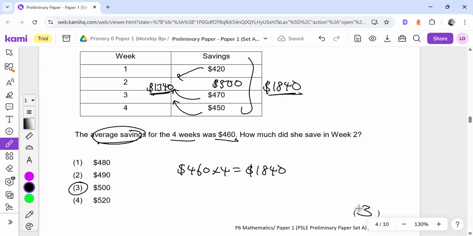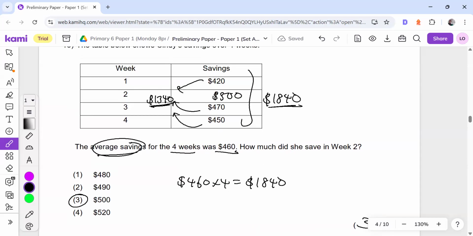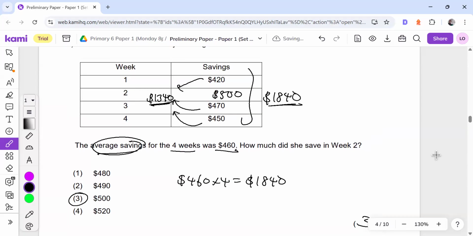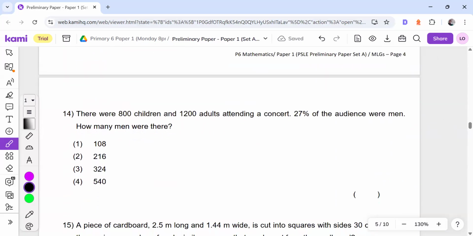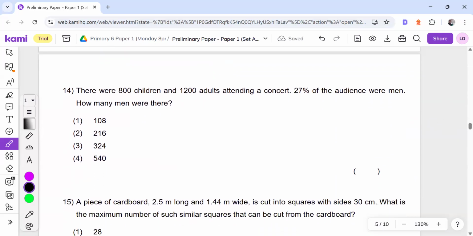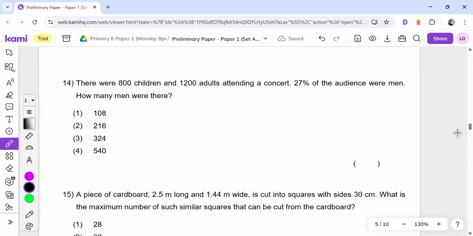Answer number 3. Good. Any mistakes so far? The paper one that you have done for this one is considered quite not hard. I won't say it's very easy, but you can do well for this paper one, if you remember what you have learned.